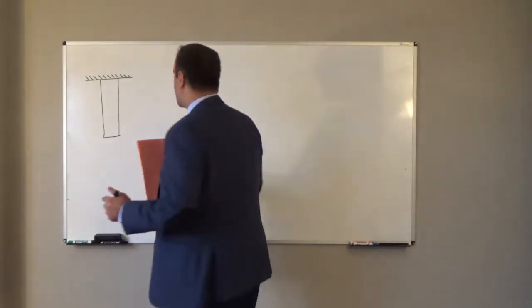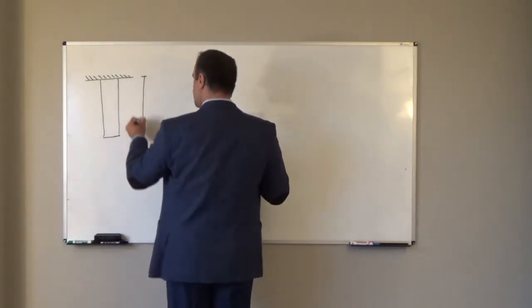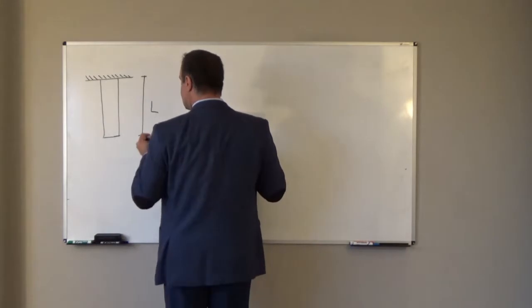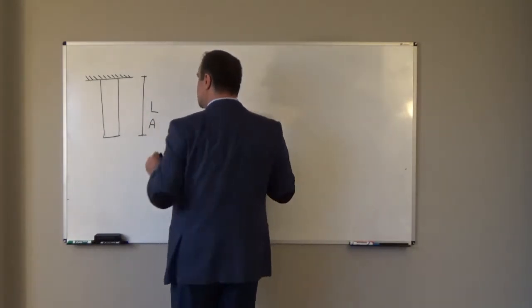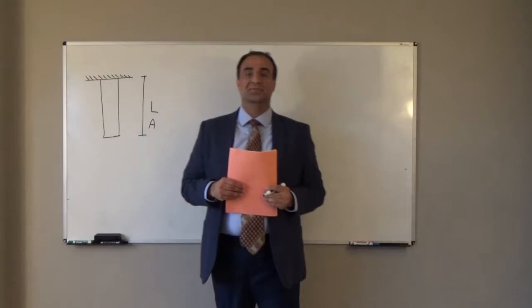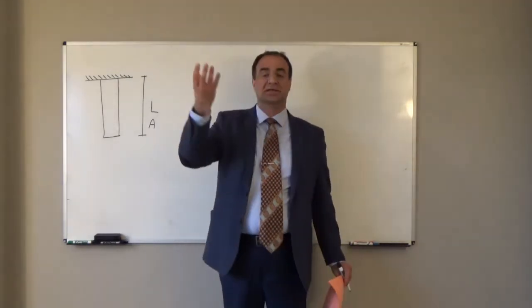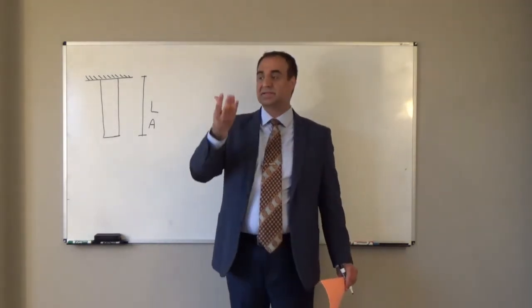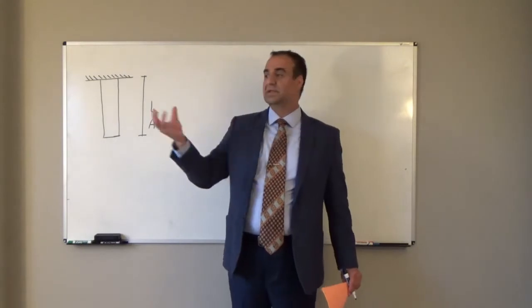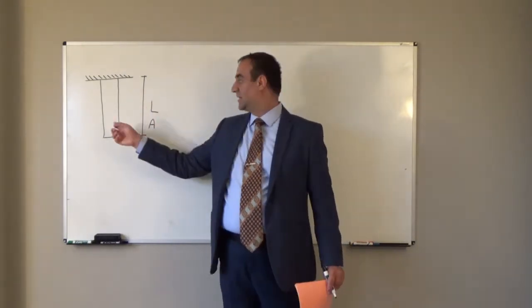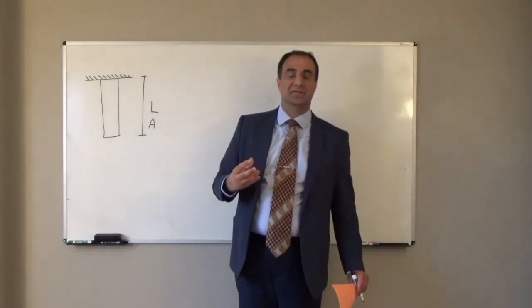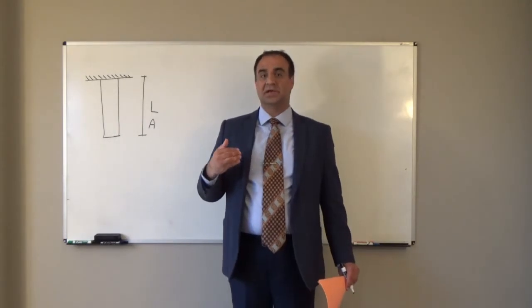We have one bar or rod. The length for this bar is L. The cross-sectional area is A. We fix this to the ceiling and it is hanging, suspending. The only external load we have on this bar is self-weight. We don't have any other external load.